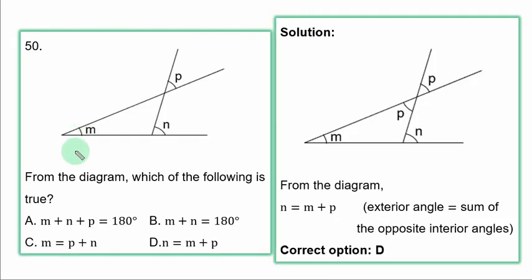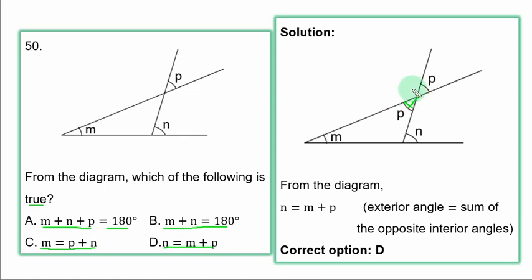Question 50. From the diagram, which of the following is true? You have M plus N plus P equal to 180 degrees, M plus N equal to 180 degrees, M equal to P plus N, and N equal to M plus P. Diagram is reproduced. This angle here is equal to P. That is vertically opposite angle.